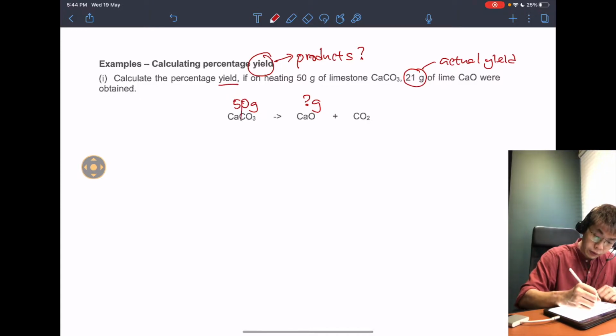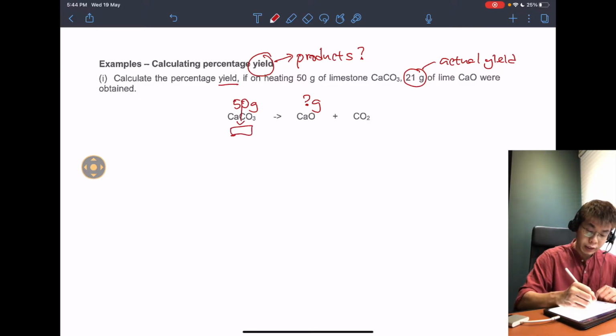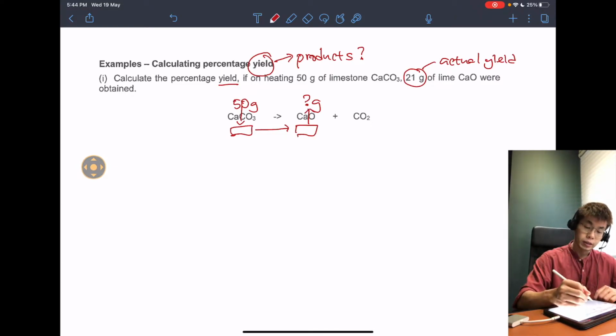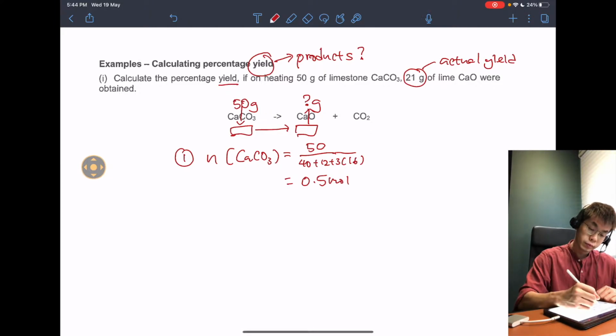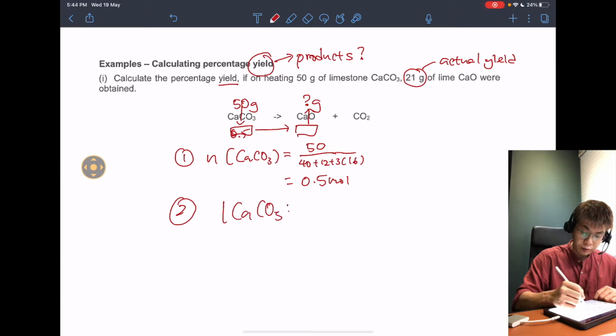So I need to go down, find the number of moles of calcium carbonate, go across, find the number of moles of calcium oxide, and then find the mass of calcium oxide. Step 1, the number of moles of calcium carbonate is equal to 50 divided by the MR, which is 100, 40 plus 12 plus 3 times 16. So this is 0.5 moles. The mole ratio is 1:1, so 0.5 mole is to 0.5 mole.